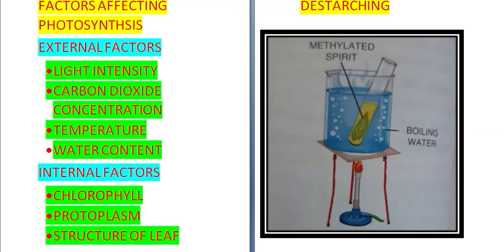First, we will take the two factors, light intensity and carbon dioxide concentration. They are interrelated, so we will take them together. Because for photosynthesis light is necessary, mostly people assume that the rate of photosynthesis will increase with intensity of light.